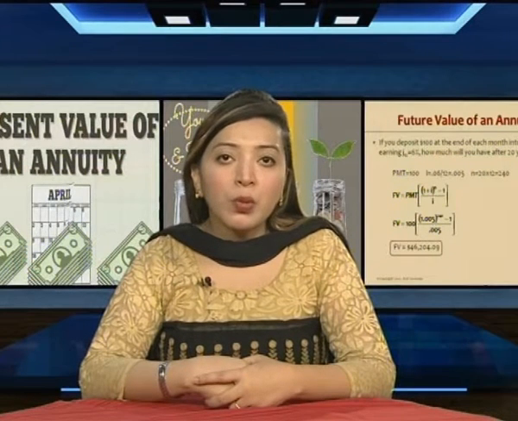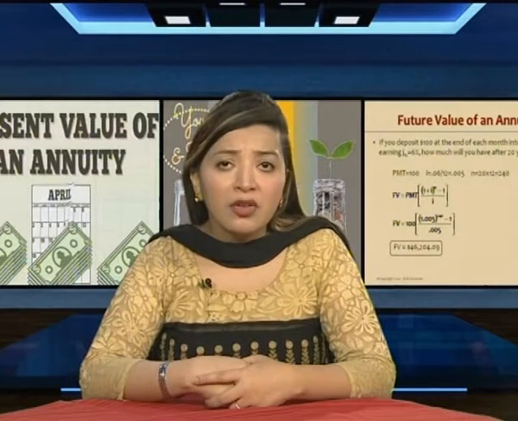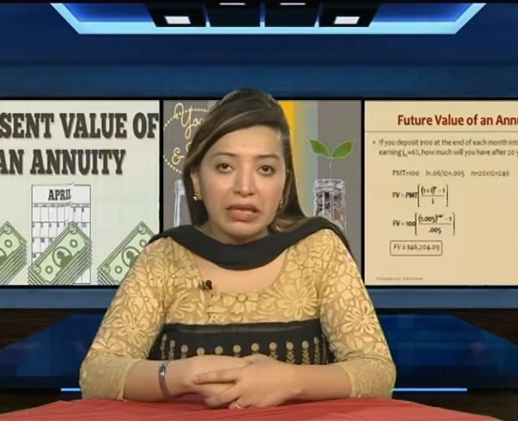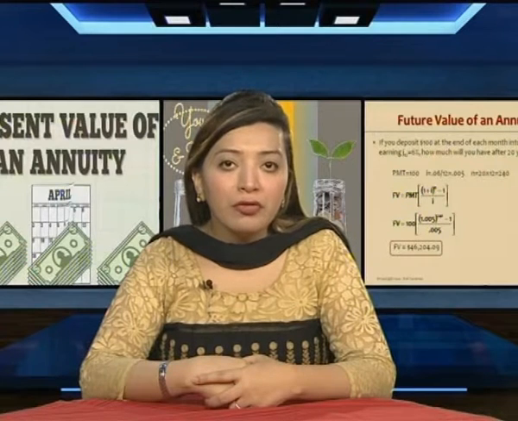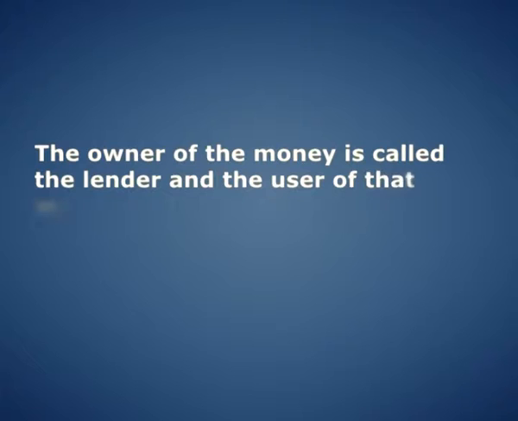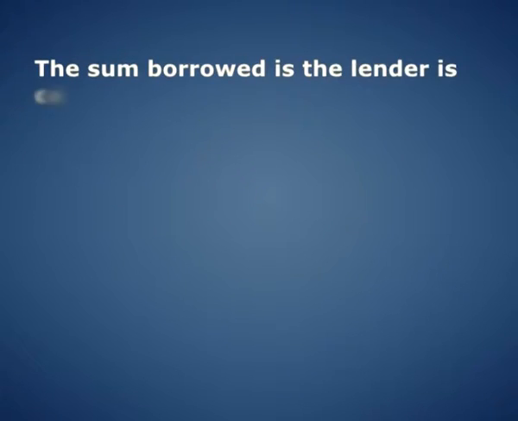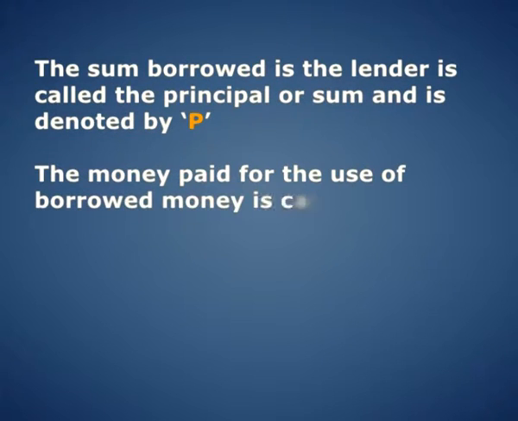It can be understood when individuals or business institutions borrow money from others for a certain time period. They pay some extra amount over the money which was borrowed from the lender, as a consideration payable for using others' money. The owner of the money is called the lender and the user of that money is called the borrower. The sum borrowed from the lender is called the principal or the sum, and it is denoted by capital P.